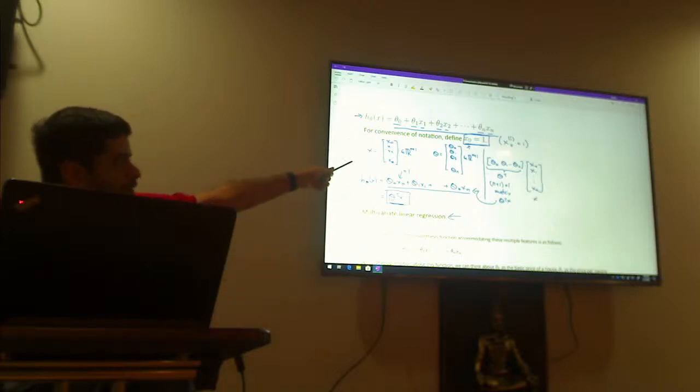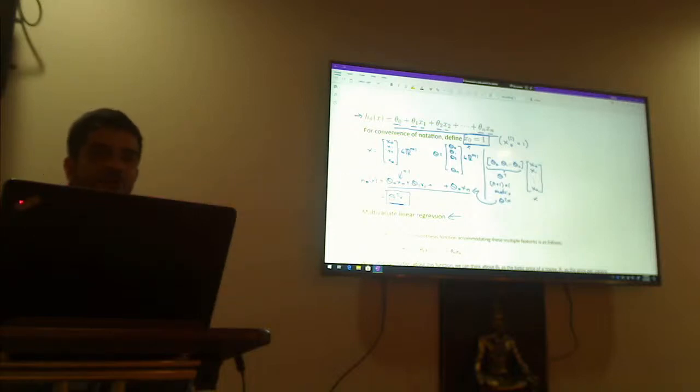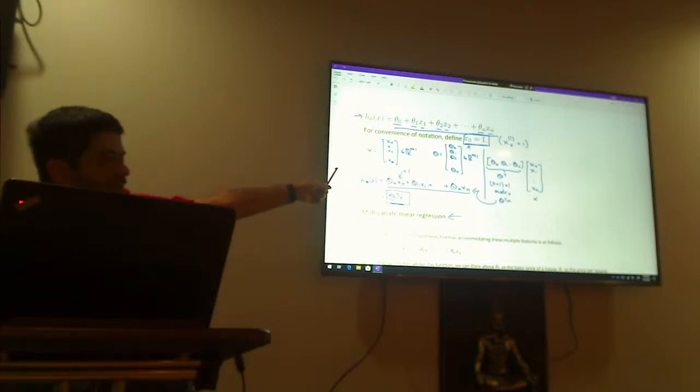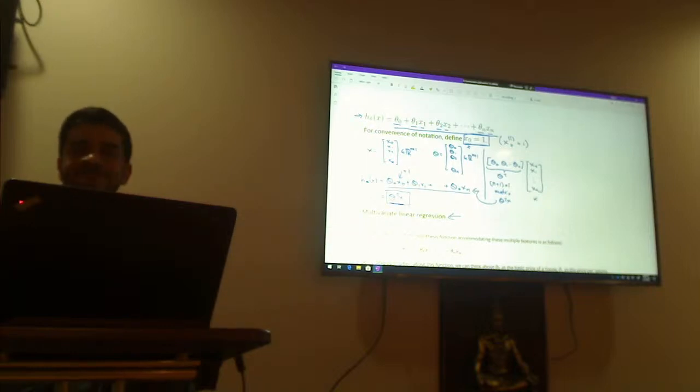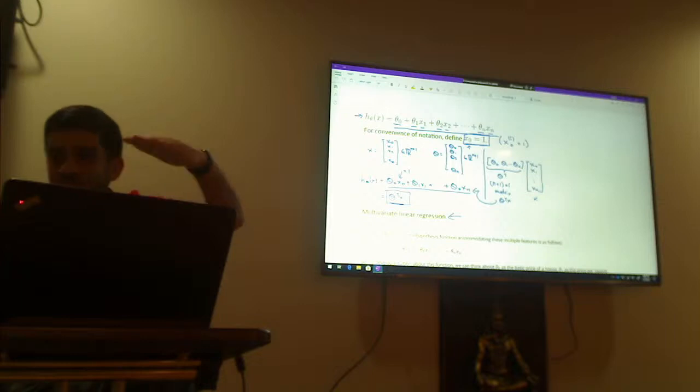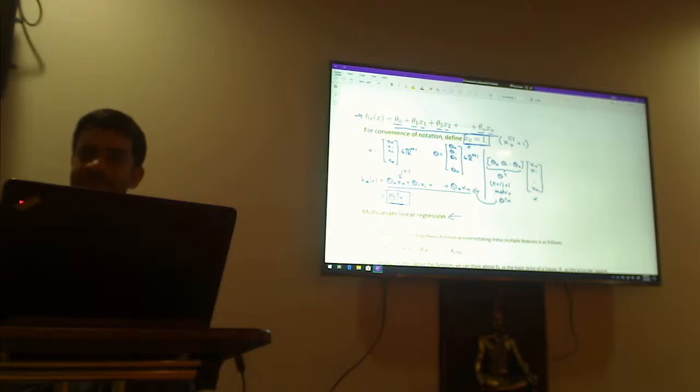So here x is there, theta is there. What type of matrix is x and what type of matrix is theta? Theta is 1 by n plus 1? No, it is n by 1. Number of rows is n, so n plus 1 by 1. Starting from 0.